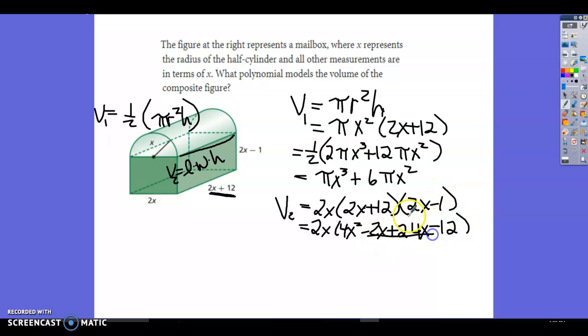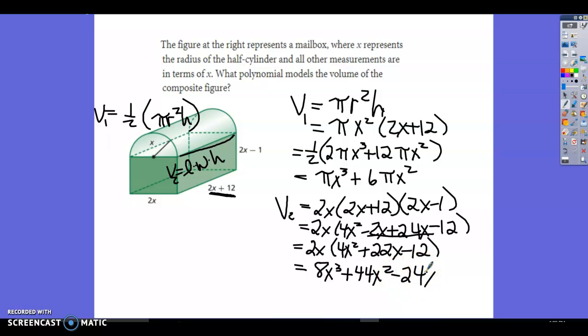All right, now I can combine these like terms here. So I'm still bringing down my 2x. I've got 4x squared. The only thing I'm going to do this time is combine my x's. So I've got negative 2 plus 24. So that's 22x minus 12. All right, now I have to distribute the 2x to everything. So it's going to be 8x cubed. I'm going to have 44x squared. And I'm going to have negative 24x. All right, and so that is my volume 2.